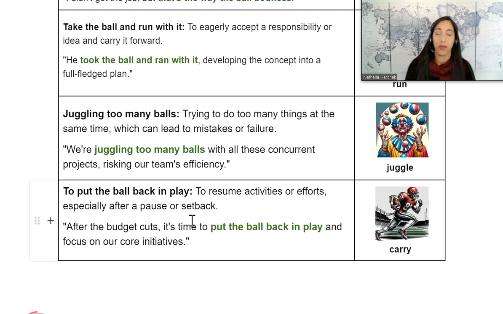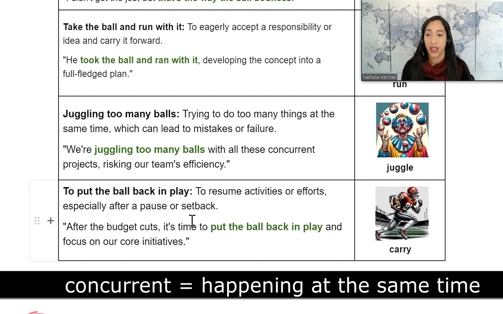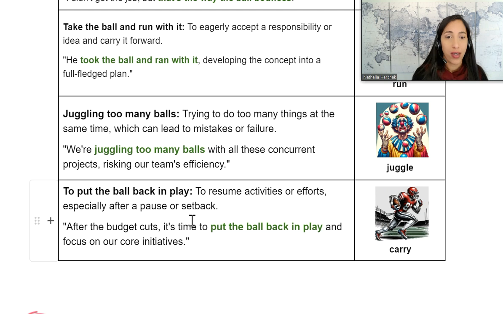For example, some people juggle too many balls, such as work, taking care of a child, paying bills, taking care of a family. Yeah, juggling too many balls. Okay, so we are juggling too many balls with all these concurrent projects, risking our team's efficiency. So it doesn't have to be about personal life. It doesn't have to be always about business life. It could be a mix of things as well.